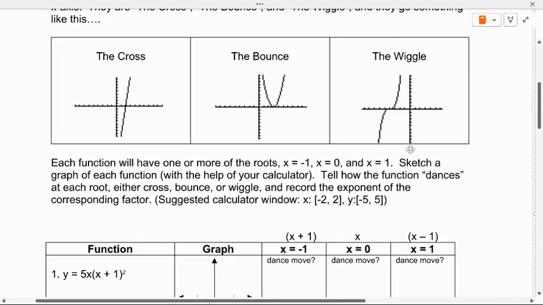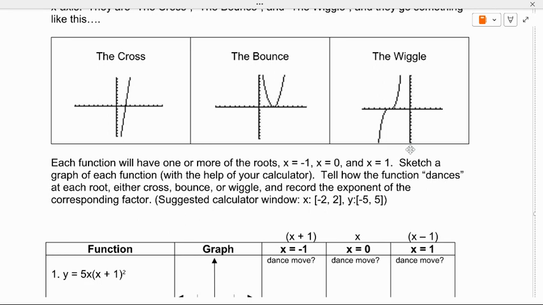Each function will have one or more of the roots: x equals -1, x equals 0, and x equals 1. We're going to sketch a graph of each function with the help of our calculator and tell how the function dances at each root. Does it cross, bounce, or wiggle? Okay? Does that make sense?